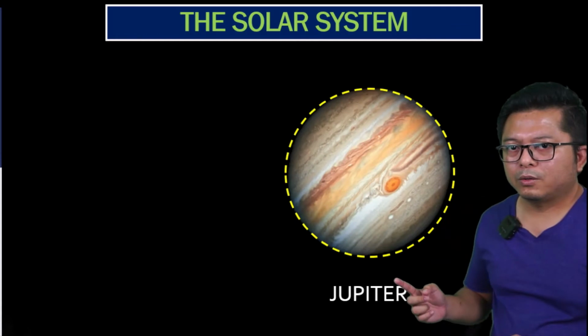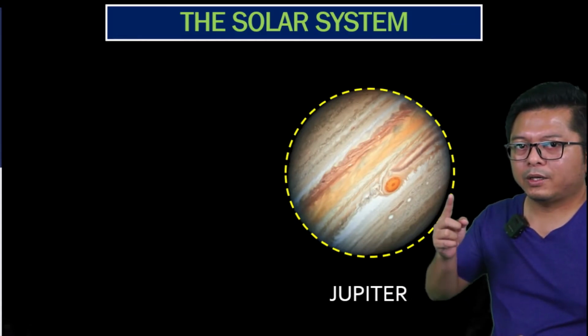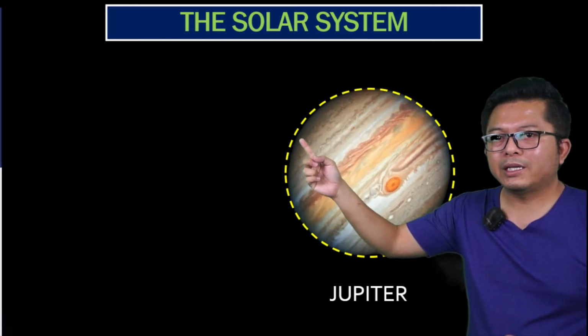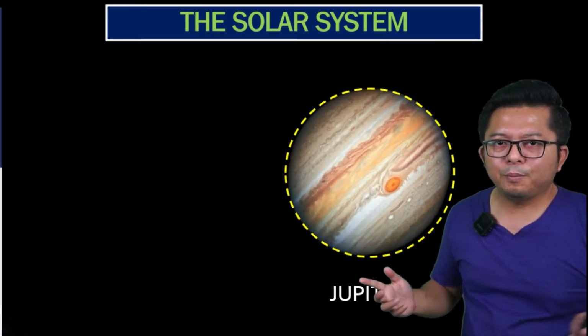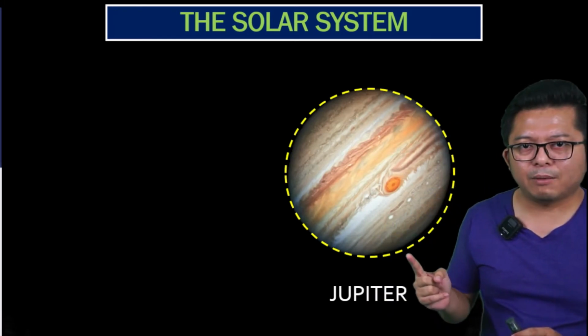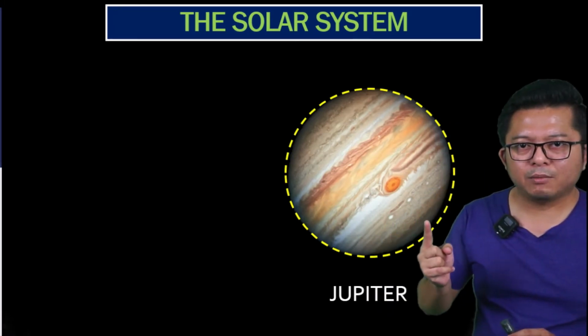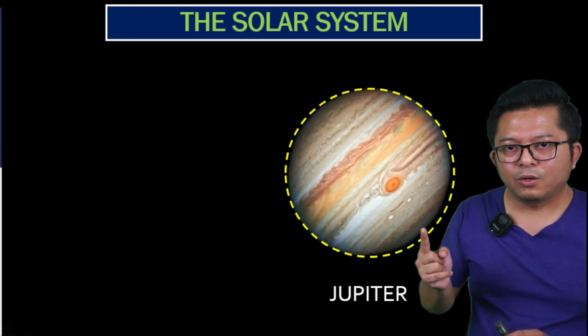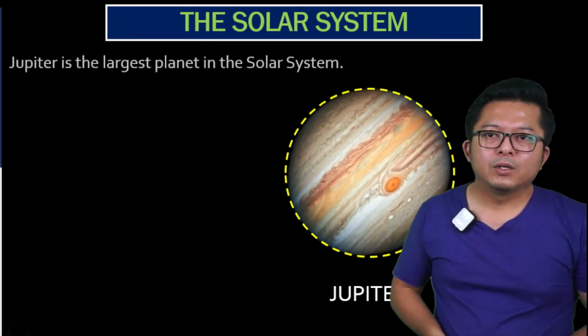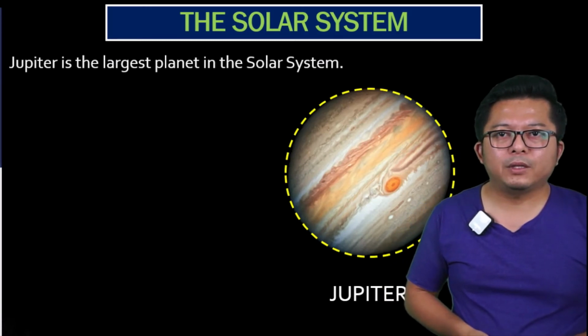Okay, moving on to the next planet, which would be Jupiter. The line that I drew here is only to show you that this planet is round. All planets are round, more or less. Sometimes you can't really see it because there's a shadow here, but it's actually round. So the next planet would be Jupiter.